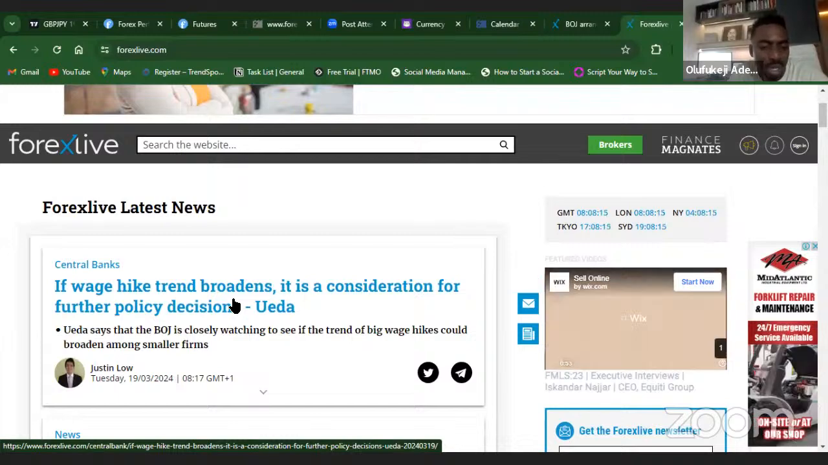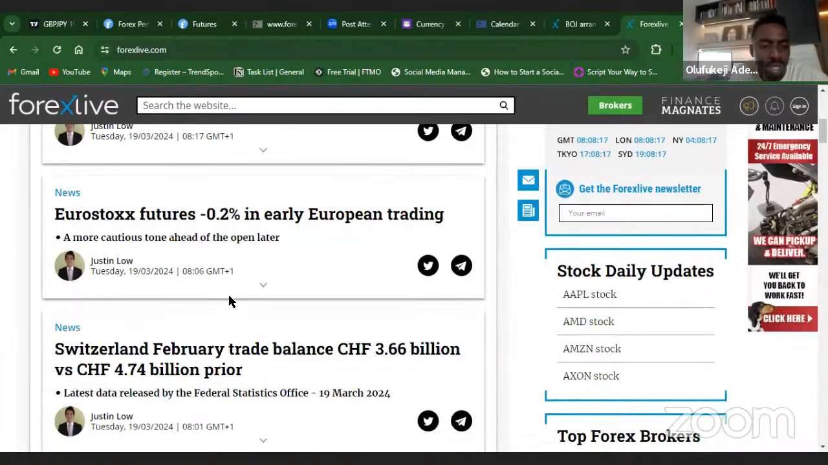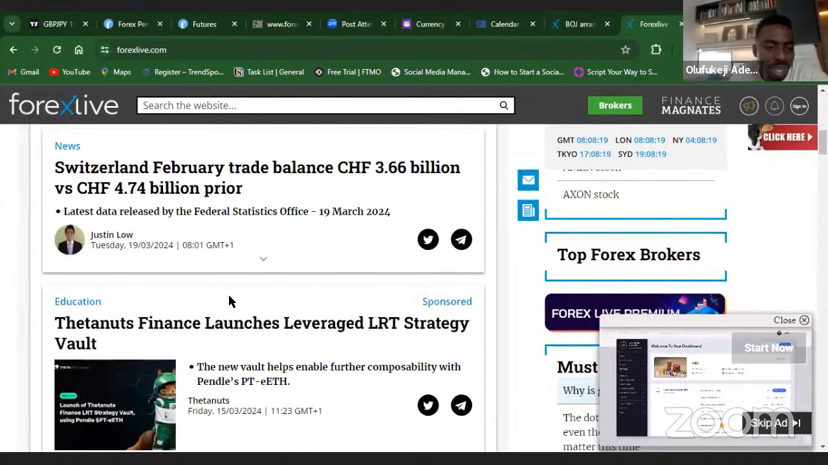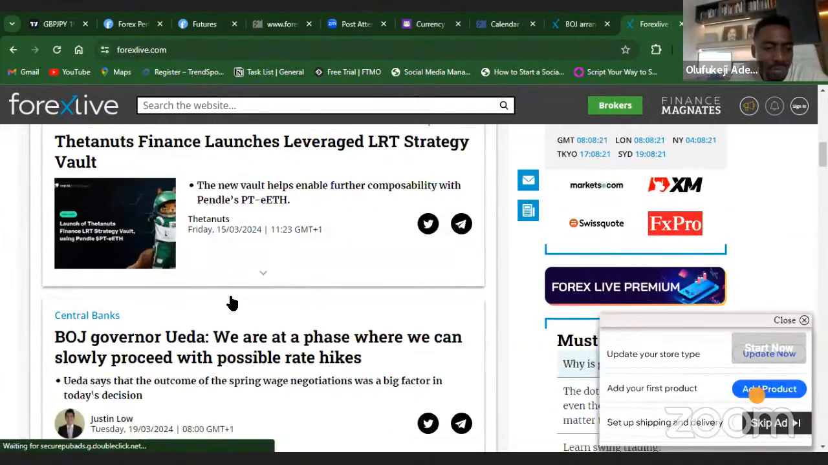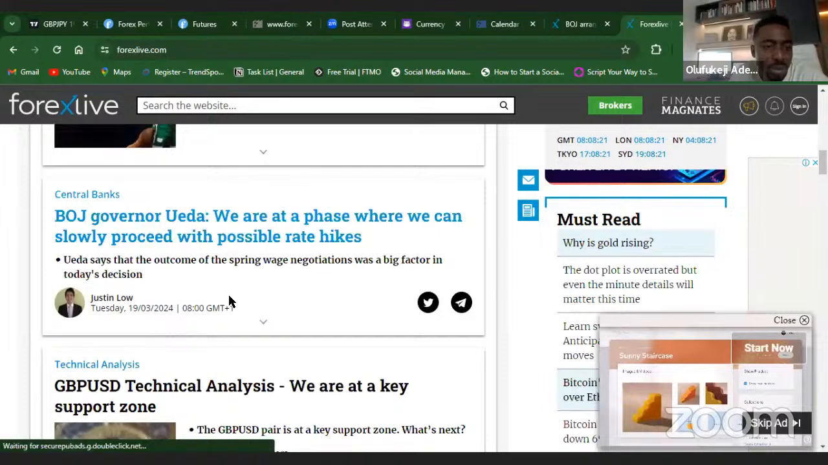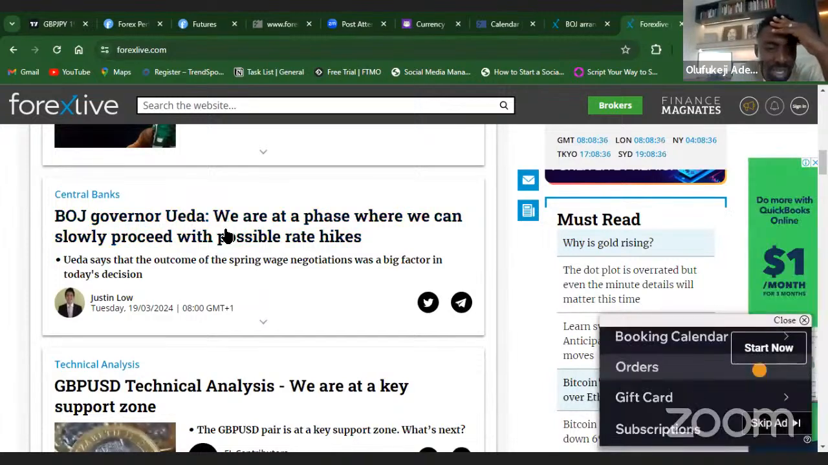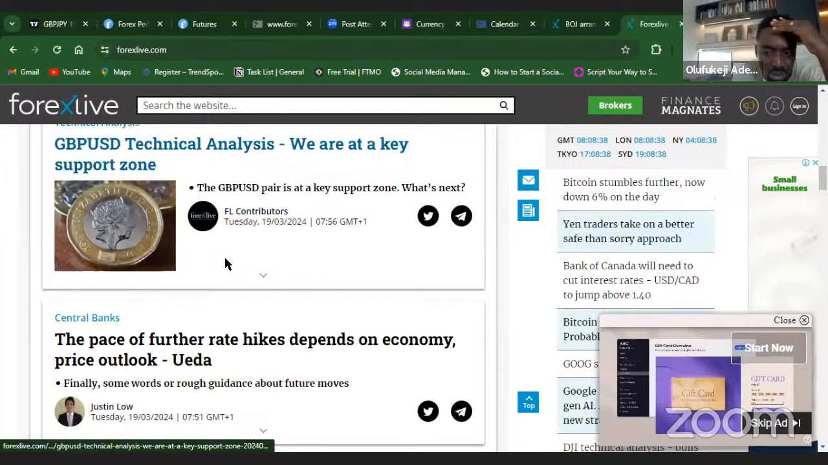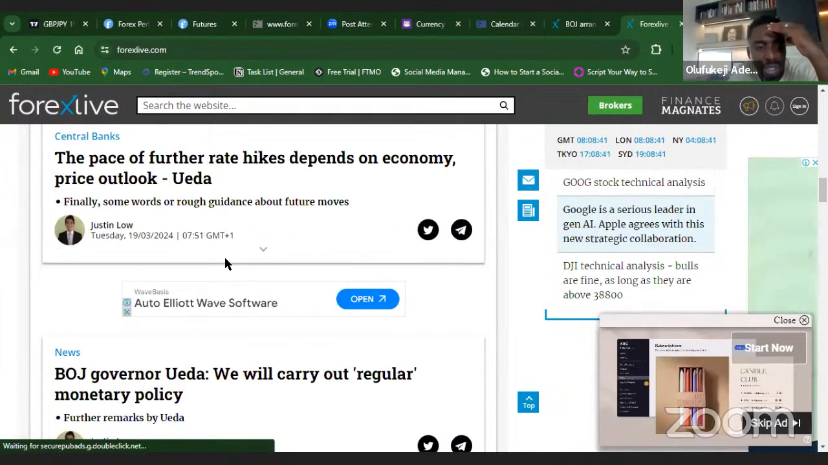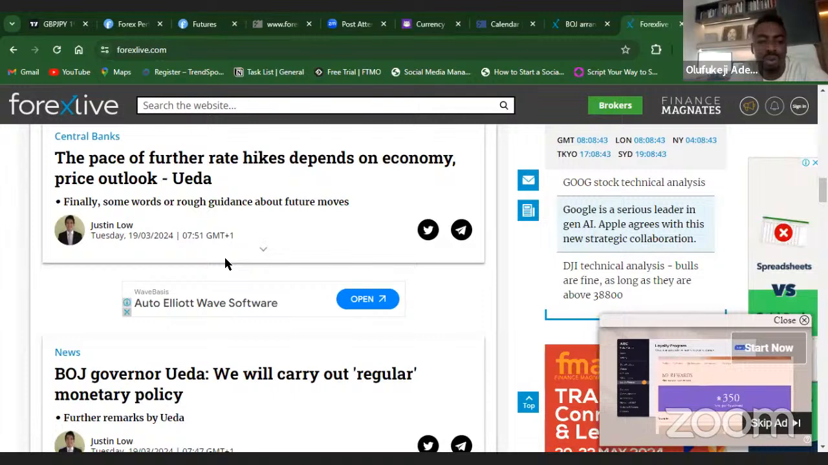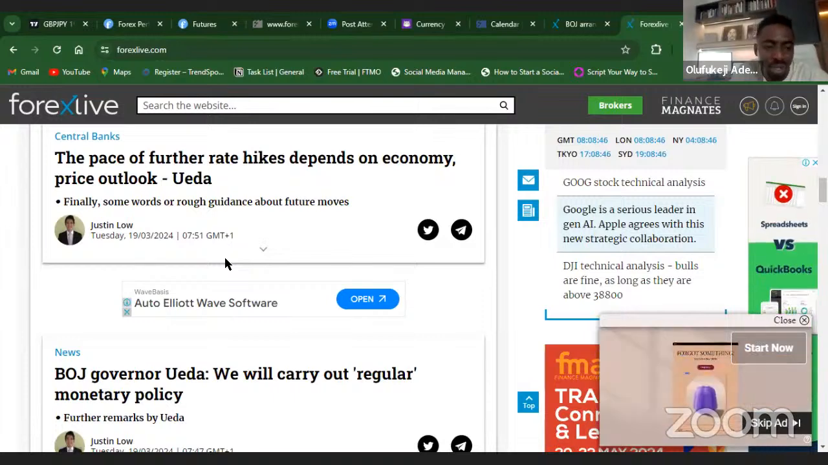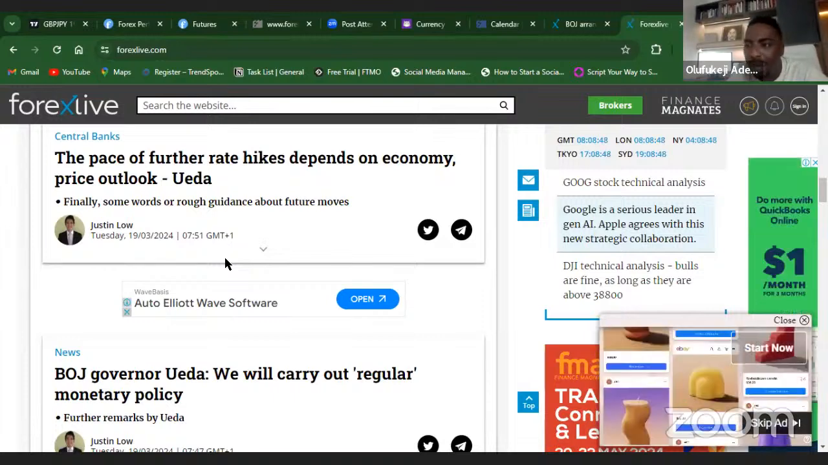So scroll down some more. Let's look for news that came out at the time of the announcement. We are at a phase where, okay, sorry, Ueda is the Bank of Japan governor. We're at a phase where we can slowly proceed with possible rate hikes. Scroll down. Some of you should go and read that later at your own convenience so we don't spend too much time. The pace of further rate hikes depends on the economic price outlook. You can see all this news. We will carry out regular monetary policy.